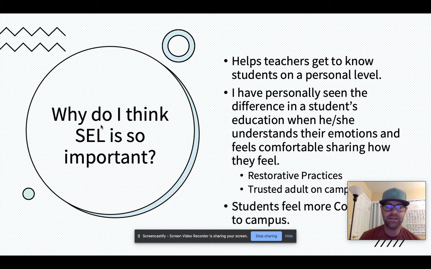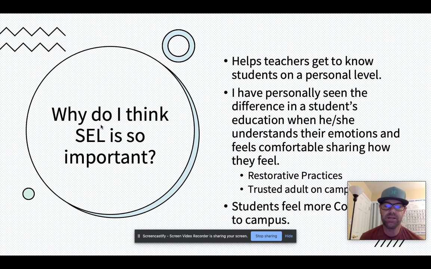So why do I think SEL is so important? Well, I think it helps teachers get to know students on a personal level, which I mentioned earlier is incredibly important. I have personally seen the difference in a student's education when he or she understands their emotions and feels comfortable sharing how they feel. And I've seen this through things such as restorative practices that I mentioned earlier, where students get together, form a circle, and share their emotions with one another.